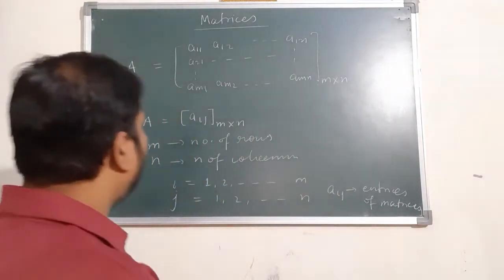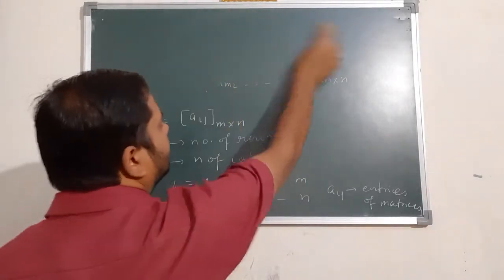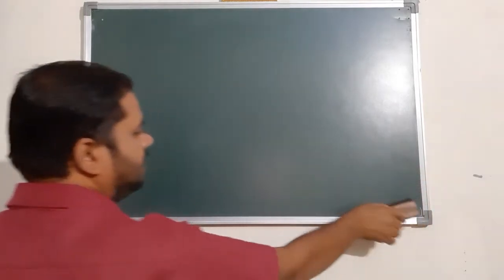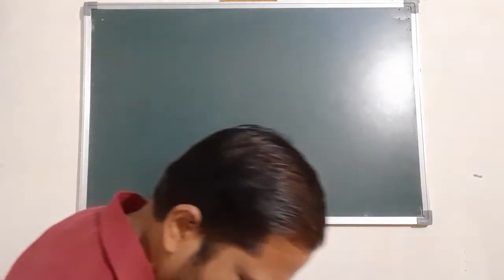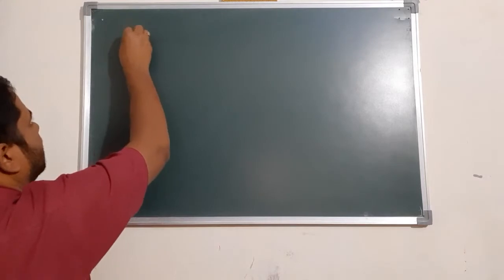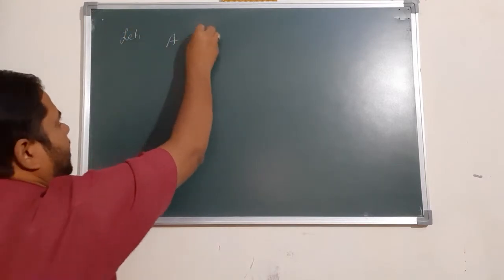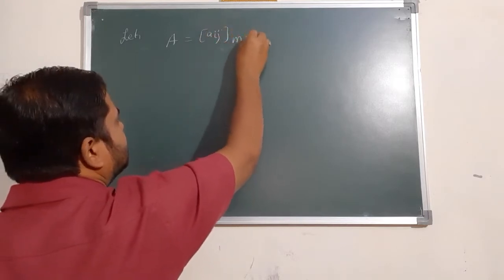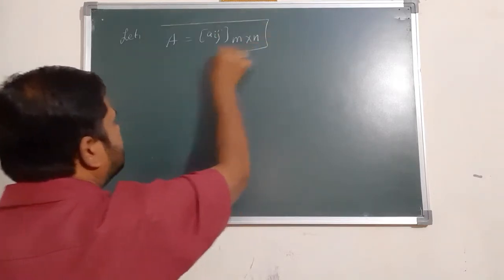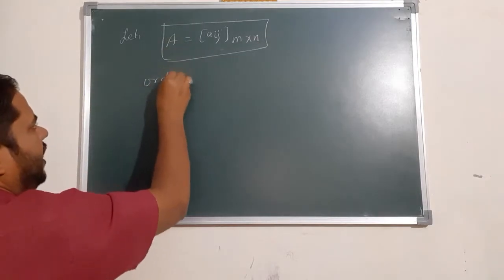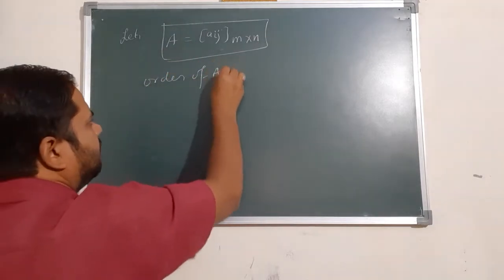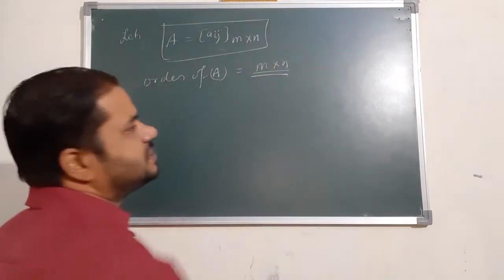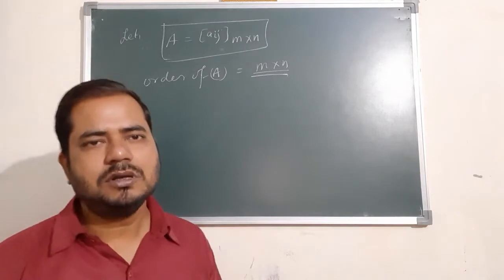Now, what is the order of a matrix? We are going to discuss the order of matrices. If we have a matrix A equals Aij having m rows and n columns, then the order of matrix A is nothing but m cross n. This is the order of the matrix, m cross n.